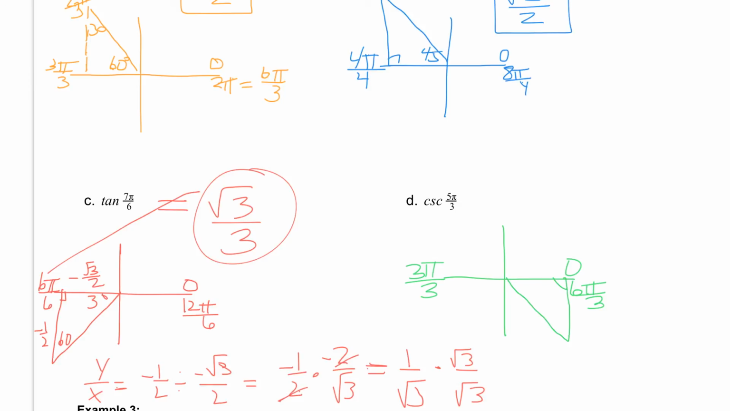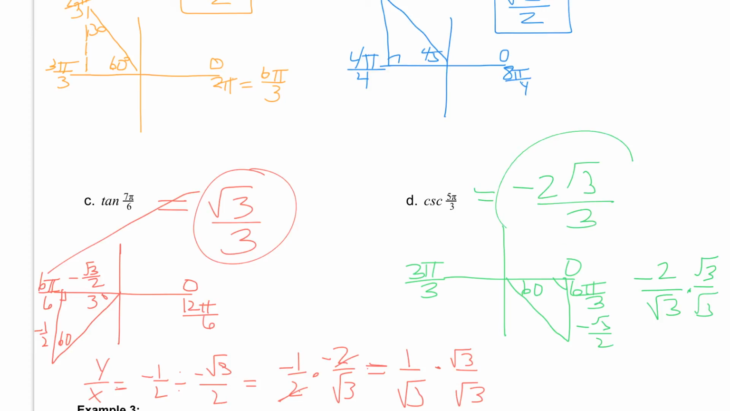If I'm dealing with pi over 3s, my reference angle here would be 60 degrees. And I want the cosecant, which is the reciprocal of the sine. The sine is our y, which if I label this is negative square root of 3 over 2. So the cosecant is going to be the reciprocal, which would be negative 2 over the square root of 3. And then I need to rationalize it by multiplying by the square root of 3 over itself, giving me an answer of negative 2 square root of 3 over 3.